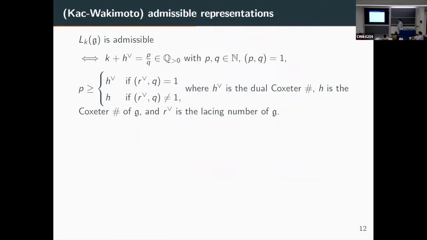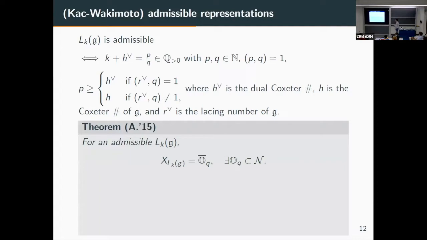And so this happens when L_k, this simple affine vertex algebra, is so-called admissible. This is already explained in Jethro's talk last week, so I will not explain too much. But the point here is that the level has a rational value, so the shifted level is a positive rational number whose numerator is not so small. And if this is the case, one can show that the associated variety is the closure of some nilpotent orbit.